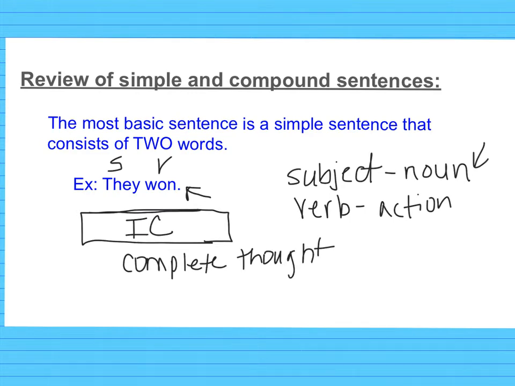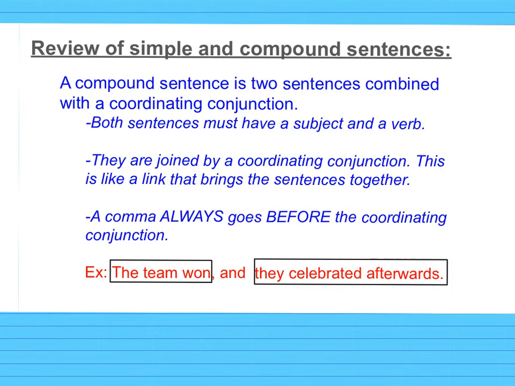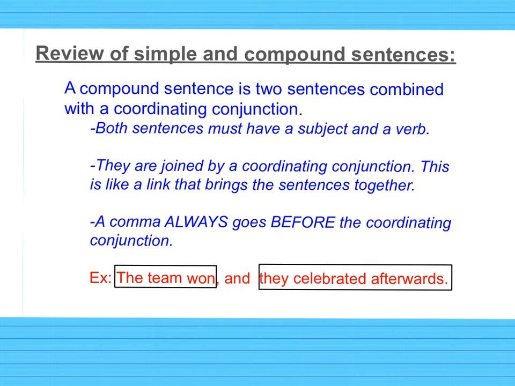So, again, that is the most basic type of sentence. Next, we'll take a look at compound sentences. A compound sentence joins two independent clauses or two complete thoughts using a coordinating conjunction. Both of these sentences must have a subject and a verb. They are linked together by what we call this word in the middle, a coordinating conjunction, and a comma. We'll take a closer look at this in the next slide.